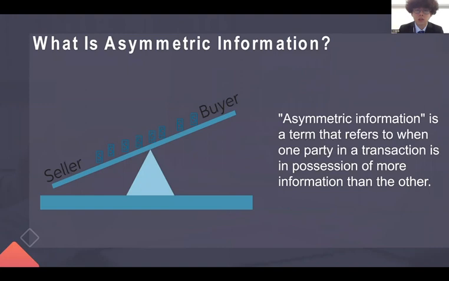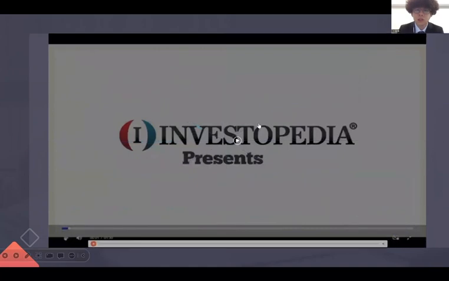So, what's the asymmetric information? Asymmetric information, also known as information failure, is a term that refers to when one party in a transaction is in possession of more information than the other. Asymmetric information exists in certain deals with a seller and a buyer whereby one party is able to take advantage of another. This is usually the case in the sale of an item. The result may be an under or over allocation of resources. Let's learn more about asymmetric information with this video.